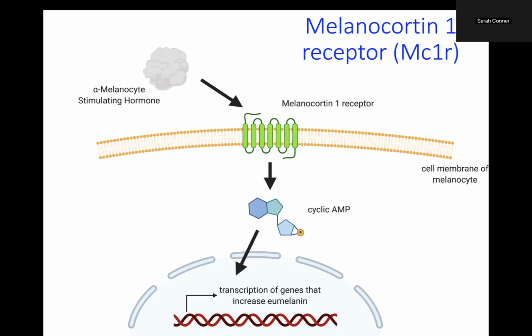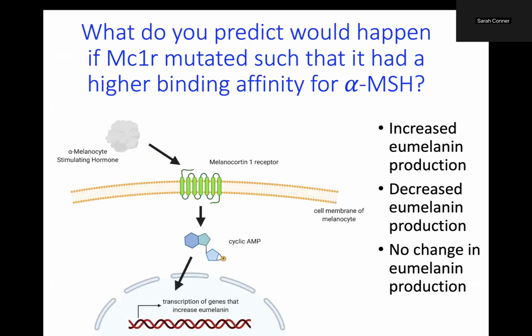And so what would happen if this mutated so that it had a higher binding affinity for an MSH change? So keep that in mind. Think about it for a second. What would happen? You predict it, right?